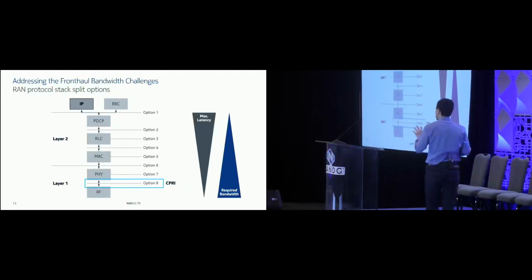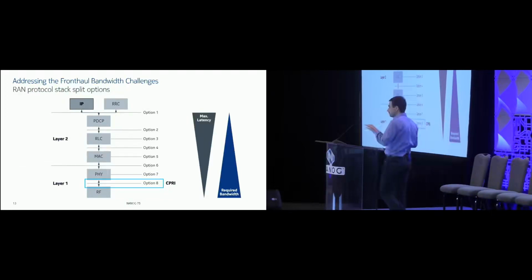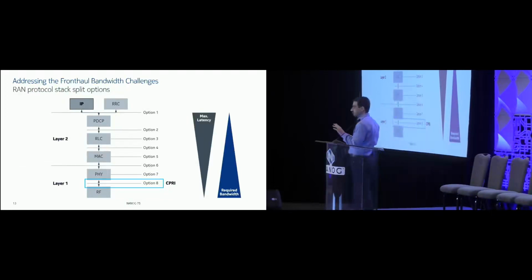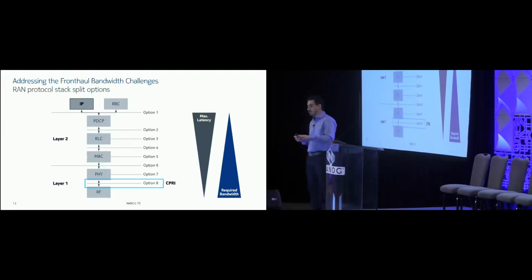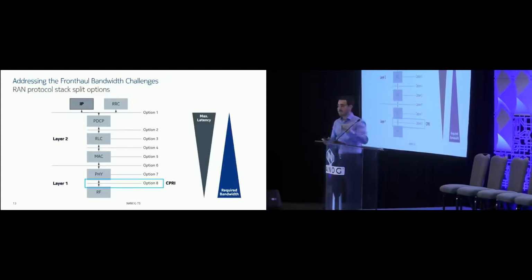Now, in order for us to address that problem with the front haul bandwidth, we need to look a little bit into the radio protocol split. I'm not going to go through all of the details, but on the top here, you have the IP packet that you need to transmit to the cell phone. And in the bottom, you have the antenna, the physical antenna, the RF. And you have all of these protocols in between, layer 1, layer 2 encapsulation, right?